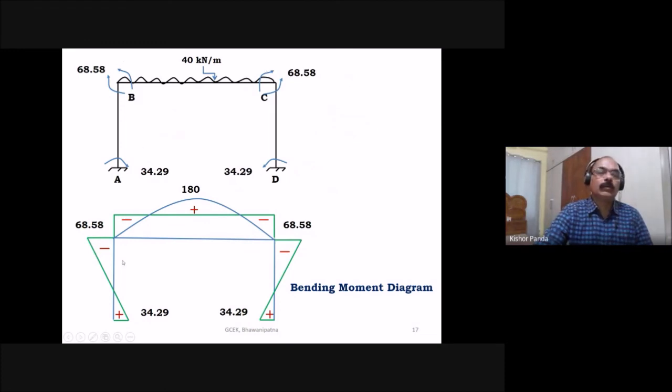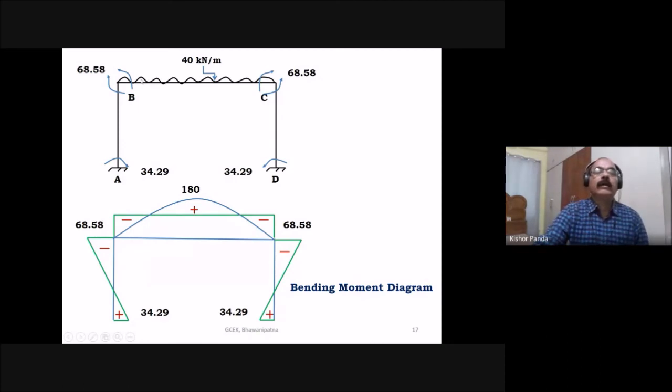Then you have to draw the bending moment diagram. This is on the inner side. You take 34.29, and outside 68.58. Here you take 68.58, and this side also 68.58, and here 68.58, and this side 68.58, and this side 34.29. Then you join these lines. So this is the bending moment diagram due to the support moment.